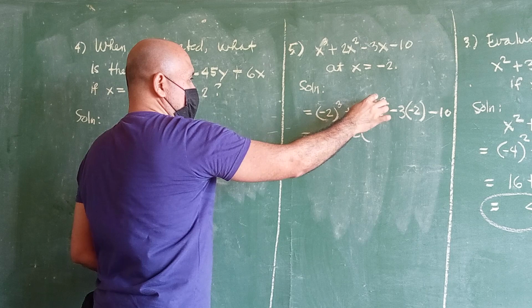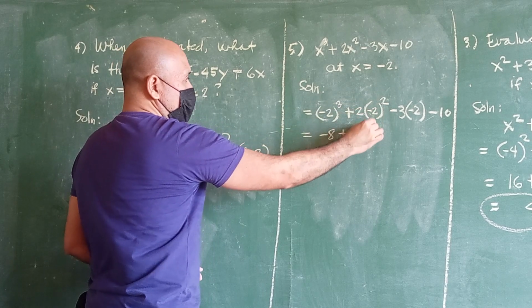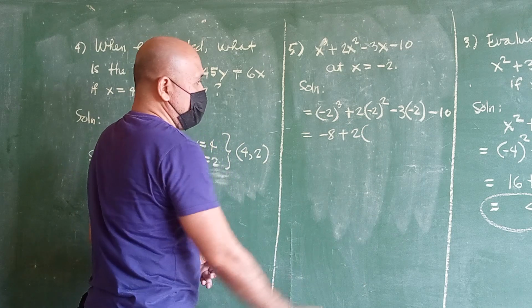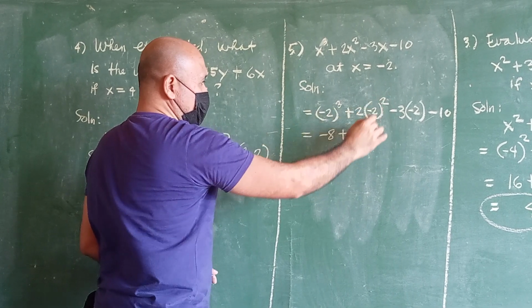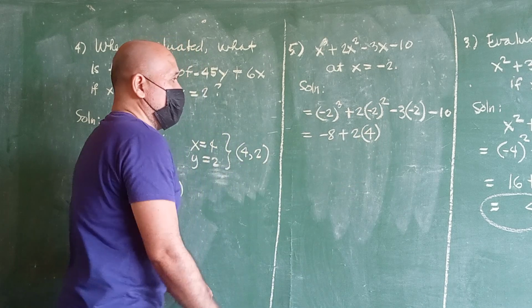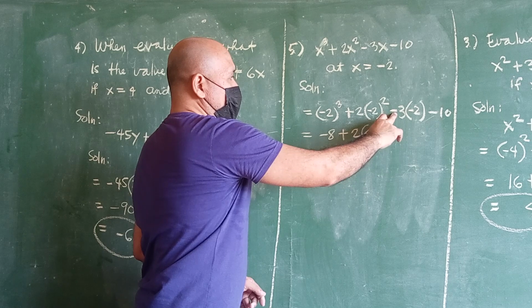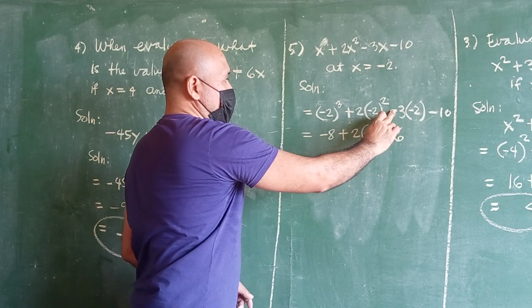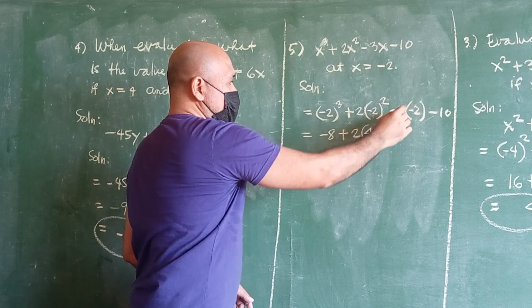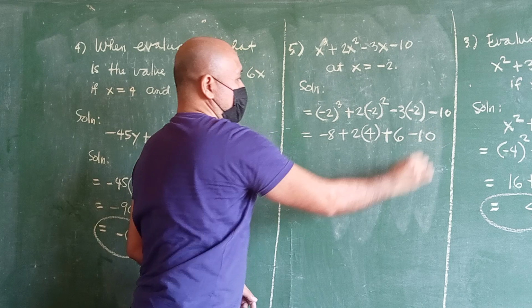So negative 2 squared: if the exponent is even and the base is negative, the negative becomes positive. 2 squared is 4, so negative 2 squared is positive 4. And then you multiply 3 times 2, that is 6, and negative times negative becomes plus, and minus 10, bring down minus 10.